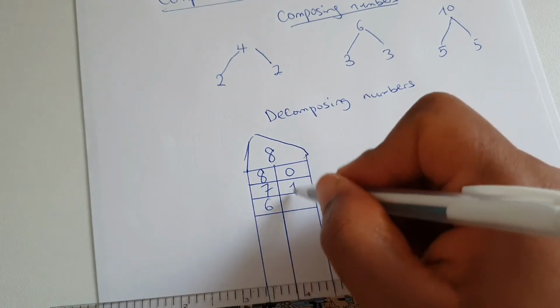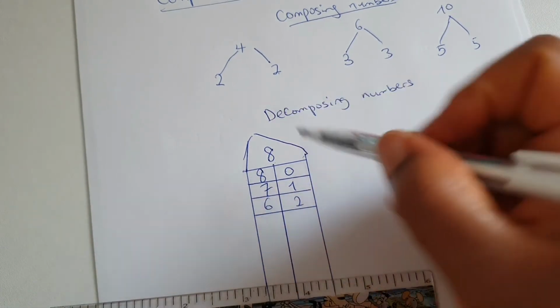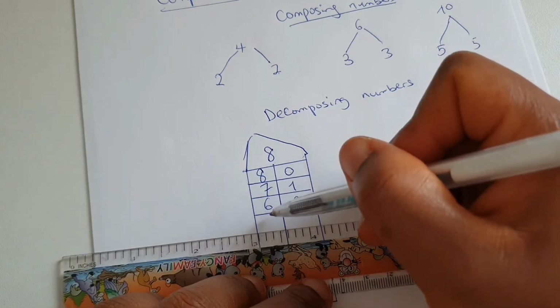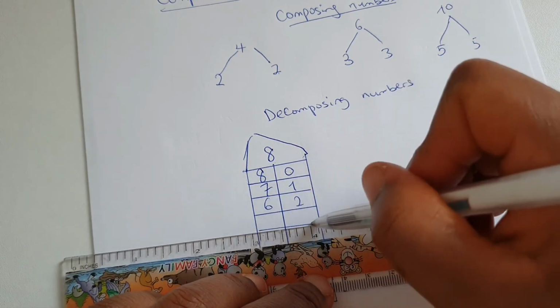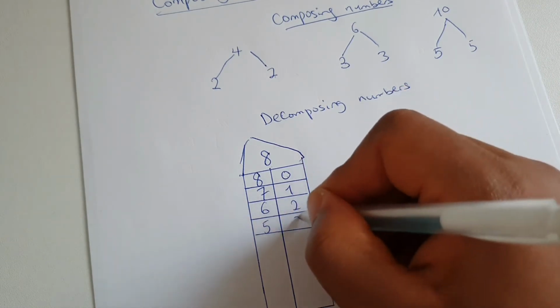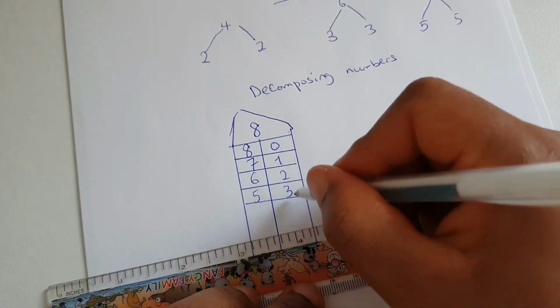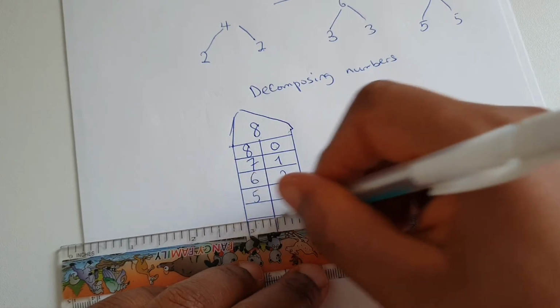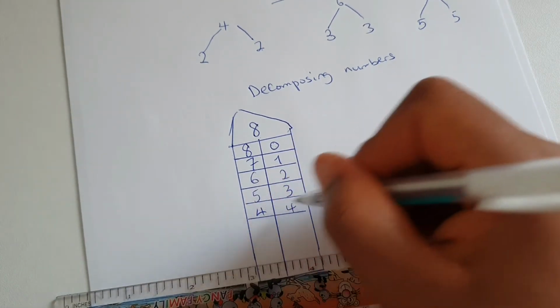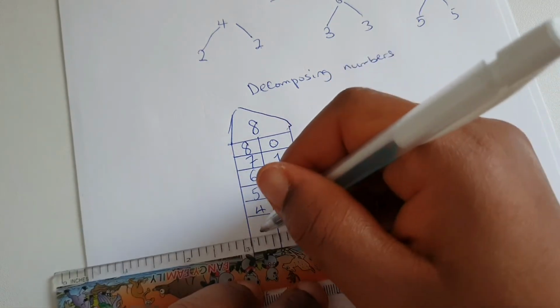6 plus 2 will give you 8. So 0, 1, 2. And down here you are going down. Here you have 5, then 0, 1, 2, 3 will give you 8. 5 plus 3 will give you 8. And here you have 4, and here you also have 4. 4 plus 4 will give you 8.